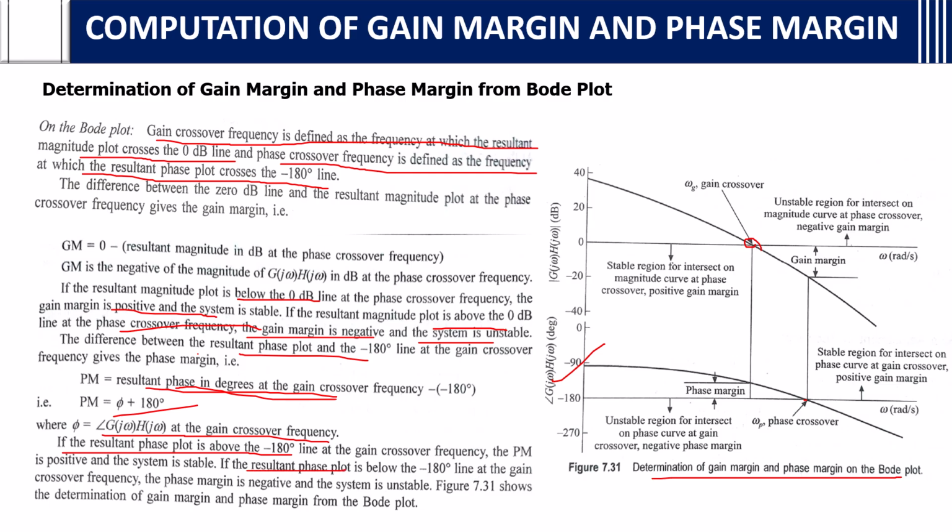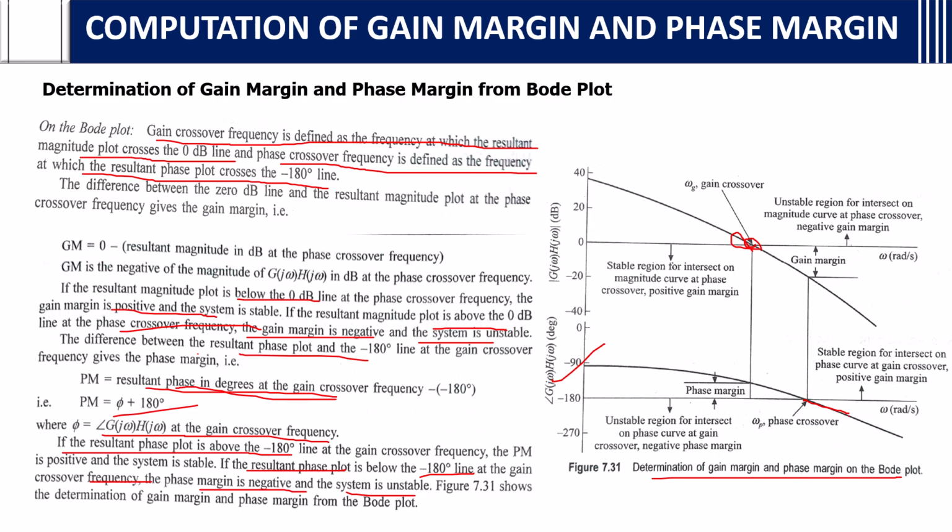If the resultant phase plot is below minus 180 degree at the gain crossover frequency, then the phase margin is negative and the system is unstable. Means if it is below minus 180 degree at the gain crossover frequency, then the system is unstable.